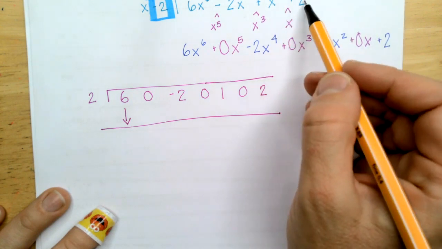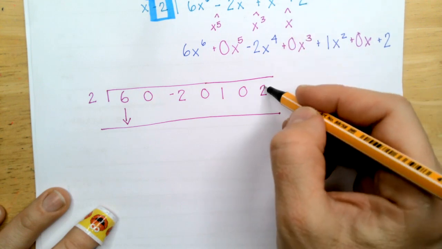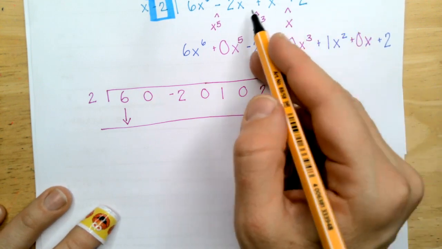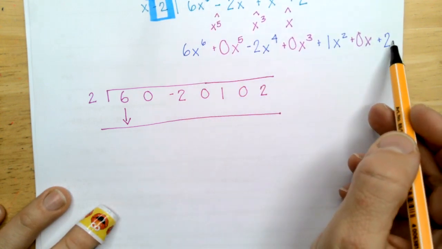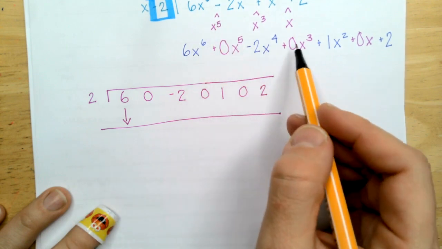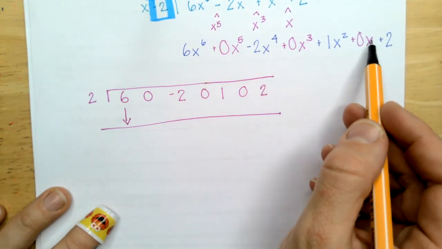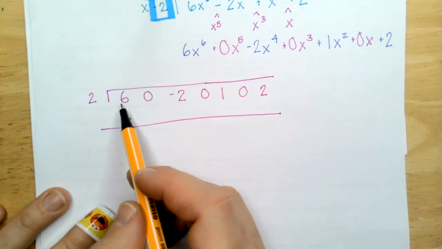Sometimes I forget if it ends in x, I forget to add a zero for the constant, but make sure you're adding a zero for the constant. So just make sure that if there's a six here, you should actually have seven terms, right? You should have x to the sixth, x to the fifth, x to the fourth, x to the third, x squared, x to the first, and then you should have constant. So if this is a six, you need seven numbers.